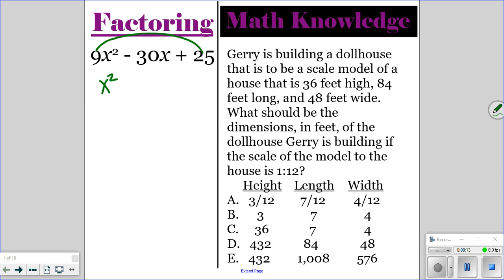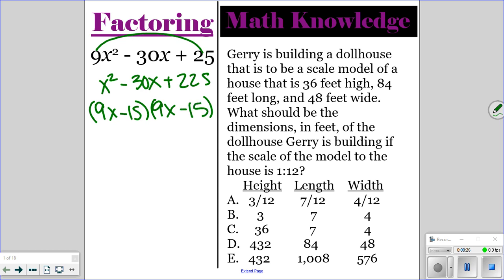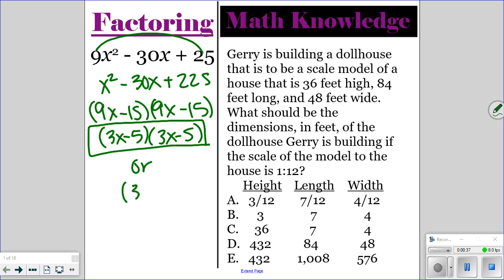So you're going to have x squared minus 30x plus 225. And then you're going to replace the 9 and factor. And you're going to want to use negative 15 for both. And then they'll both divide by 3. So you'll have 3x minus 5 times 3x minus 5, which you can write as 3x minus 5 squared.